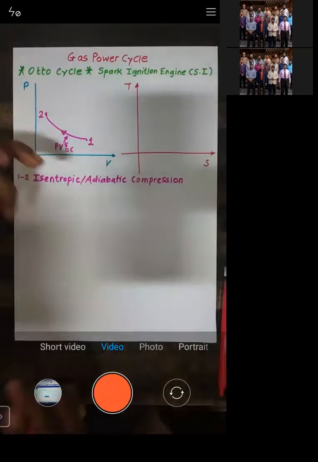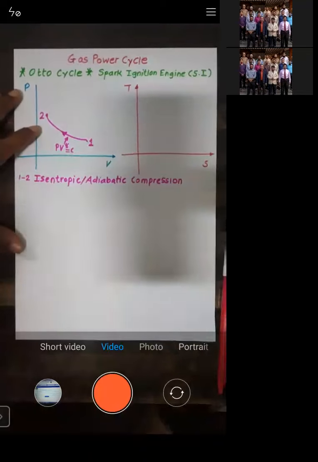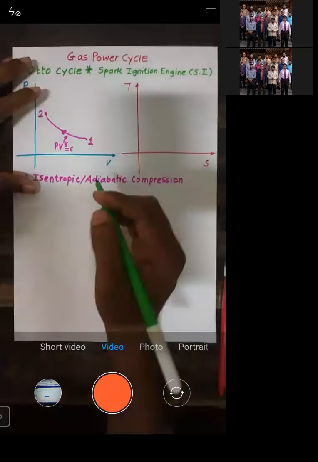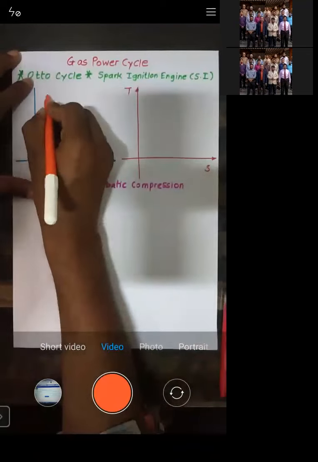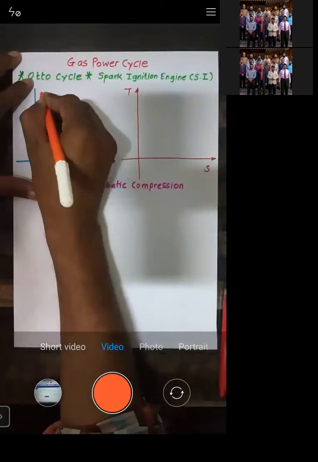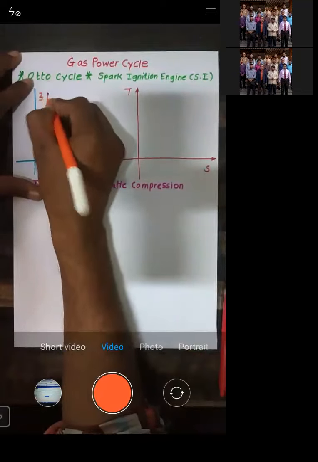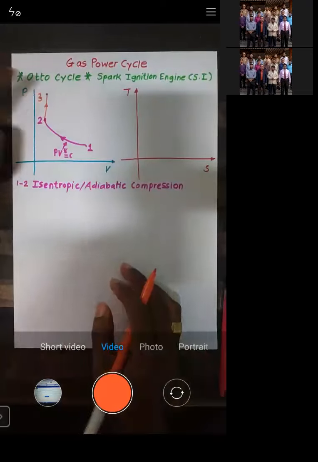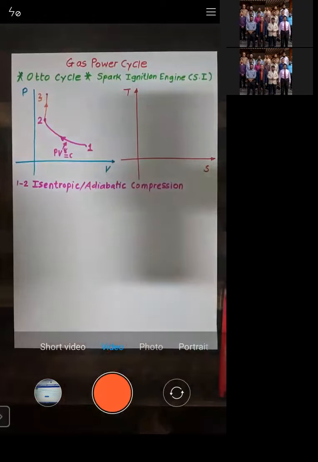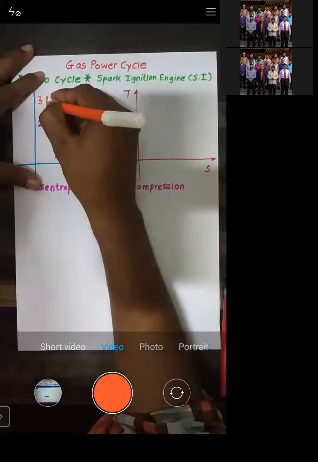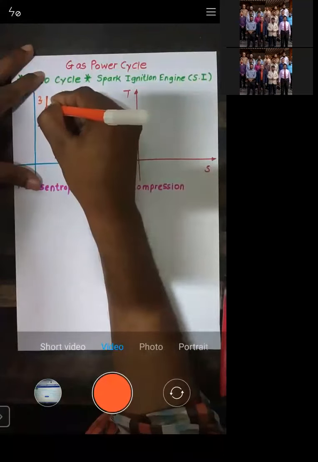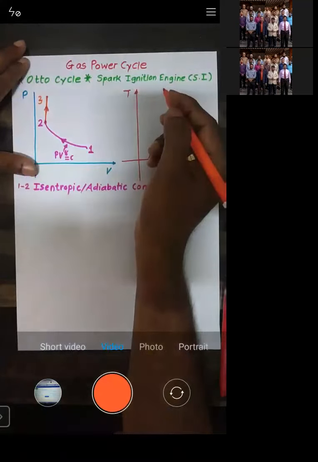Now let us move to the next process, process 2 to 3. I will just draw process 2 to 3. So see all of you, this is the process 2 to 3. What is the process 2 to 3? It's a constant volume process. I repeat, process number 2 to 3 is a constant volume process.